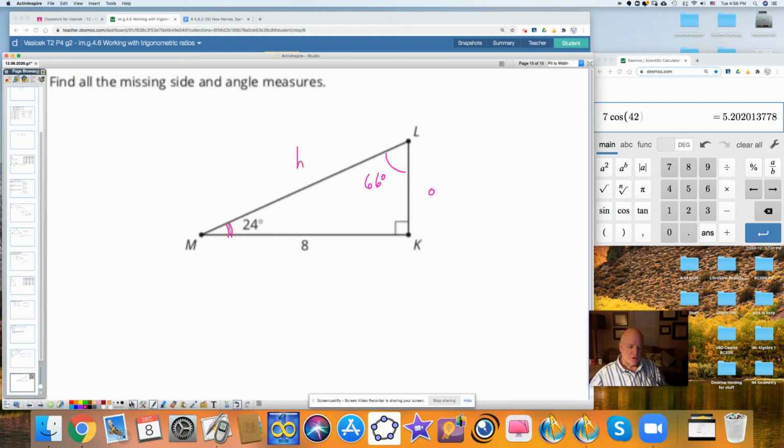So if I look at some trigonometric ratios, I can say the tangent of 24. Tangent is the opposite divided by the hypotenuse, which would be O over 8. Multiply both sides by 8 to find out what O is.